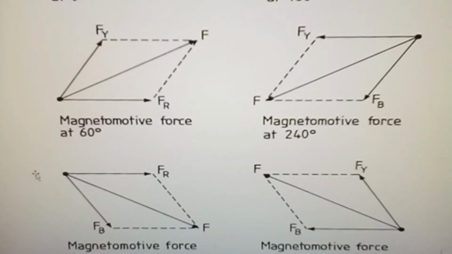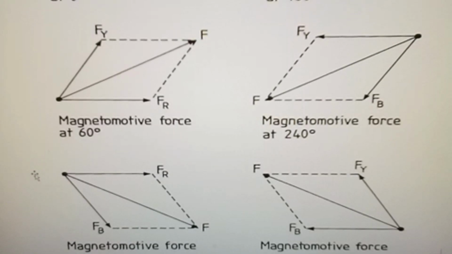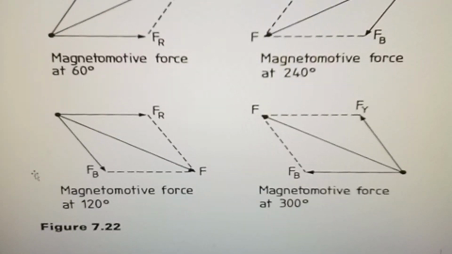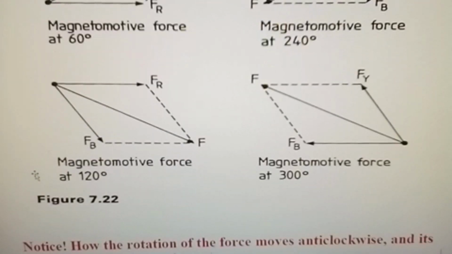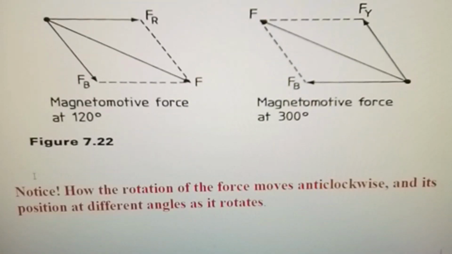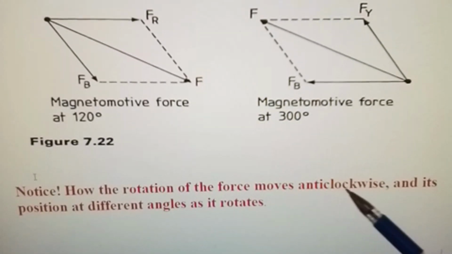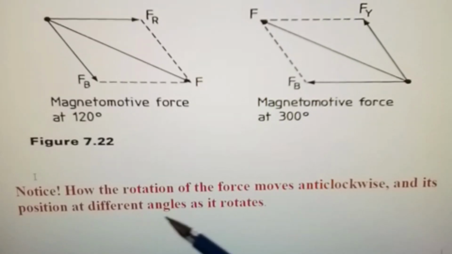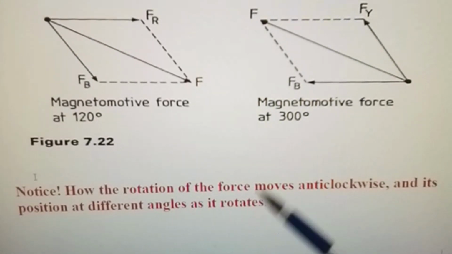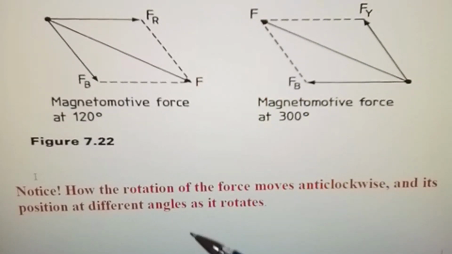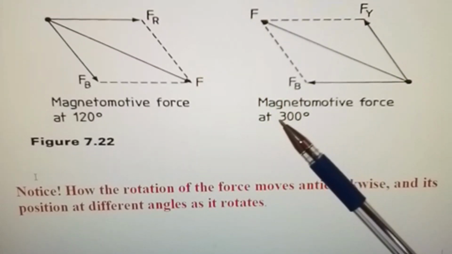Magnetomotive force at 60 degrees, magnetomotive force at 240 degrees. Okay, and you have 300 degrees before returning to 0. Now notice how the rotation of the force moves anti-clockwise and its position at different angles as it rotates. That's all I'm saying here at this point in time.